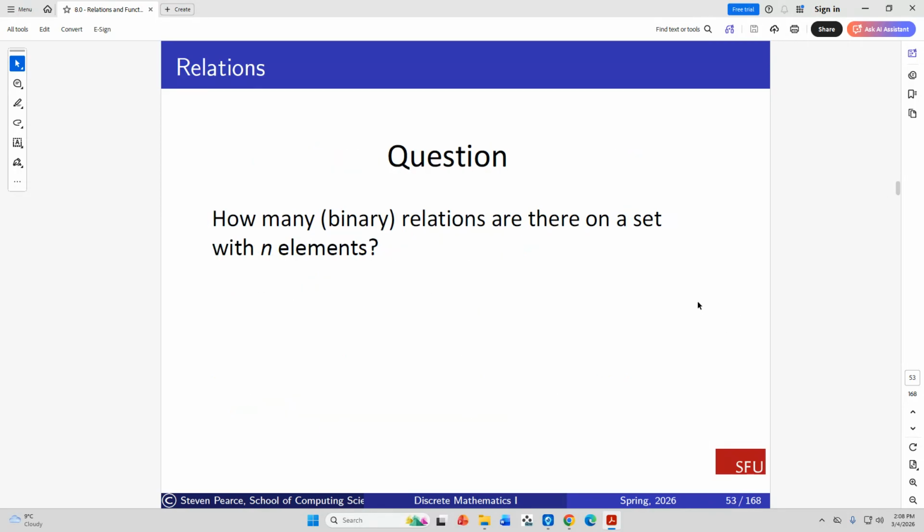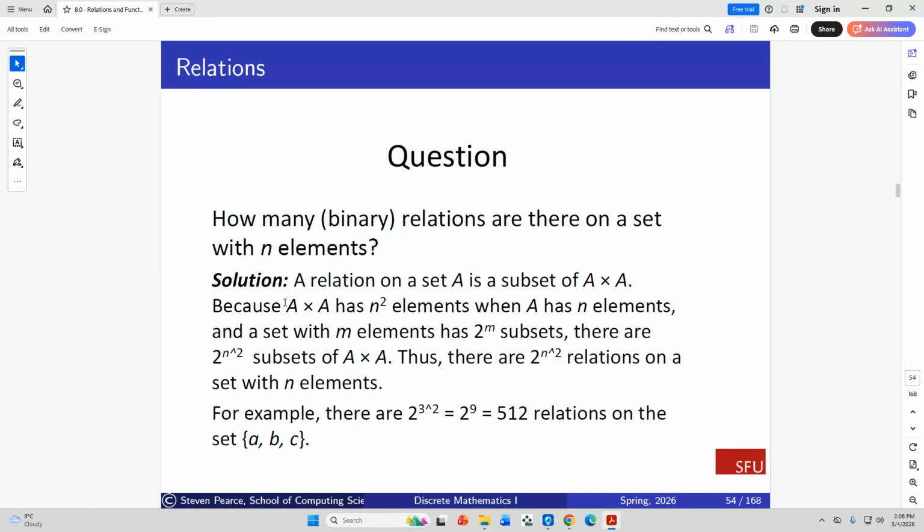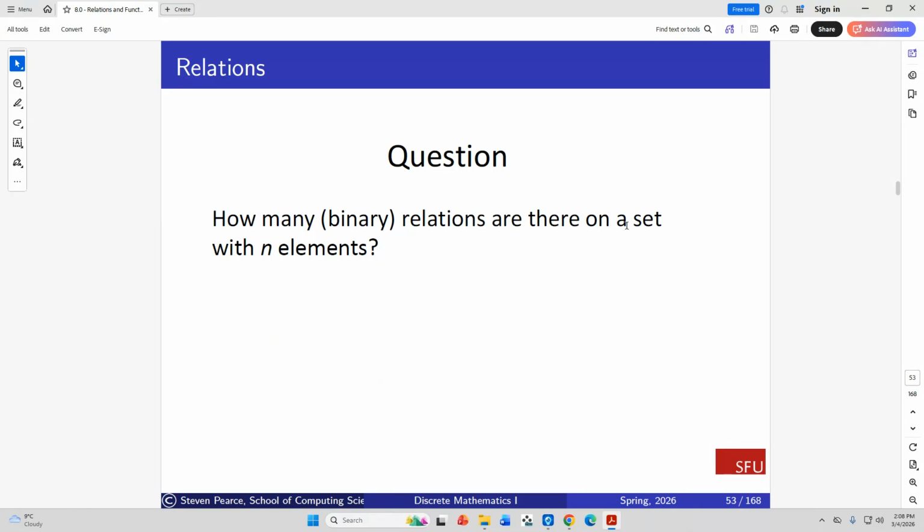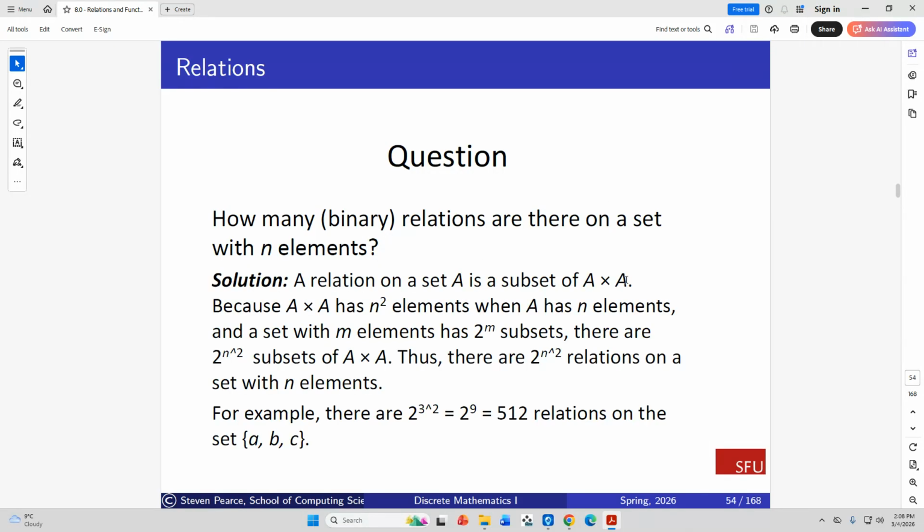How many binary relations are there on a set with n elements? Well, a relation on a set S is a subset of A cross A. Binary means it has to be A cross A. Because A cross A has n squared elements when A has n elements, and a set with m elements has 2 to the m subsets, there are 2 to the n squared subsets of A cross A. Thus, there are 2 to the n squared relations on a set with n elements. For example, there are 2 to the 3 squared, equals 2 to the 9th, equals 512 relations on the set ABC. All right.